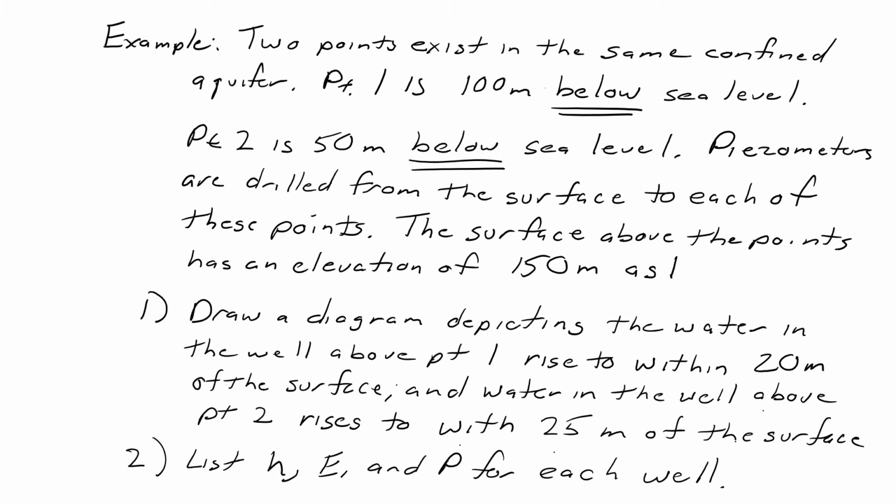The water in well 1 rises to within 20 meters of the surface. So you should be able to put some numbers to all this. For the second point in the confined aquifer, the surface again is 150 meters above sea level. The base of the piezometer is only 50 meters below sea level. And the water in this well rises to within 25 meters of the surface.